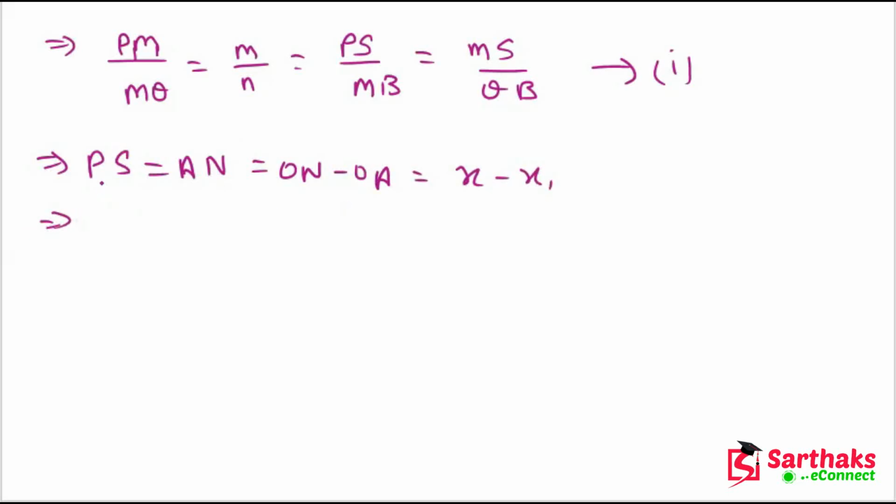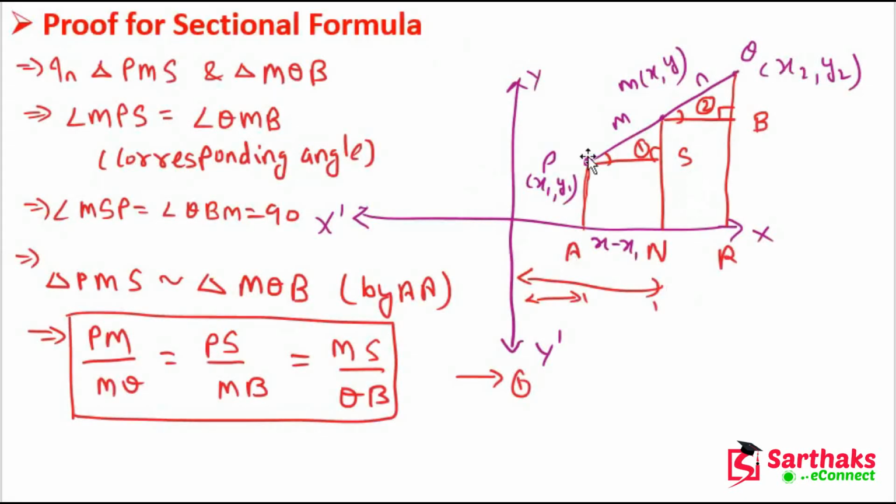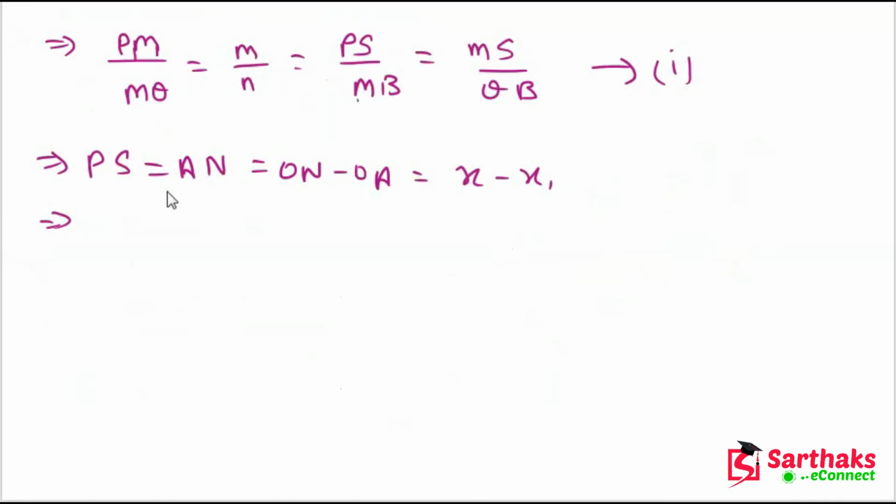Similarly, what is MB? Where is MB? This is MB. This is our x2, and this is our x, and MB is x2 minus x. MB is equal to NR, which is equal to OR minus ON, which is equal to x2 minus x. My dear friends, I hope you understand this.